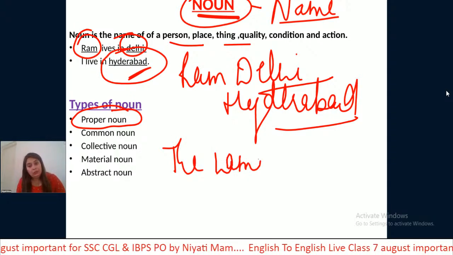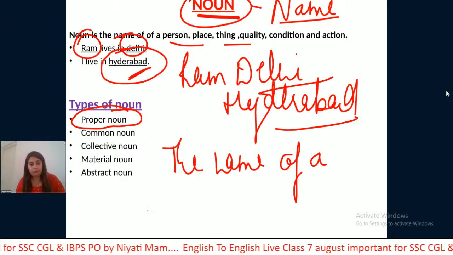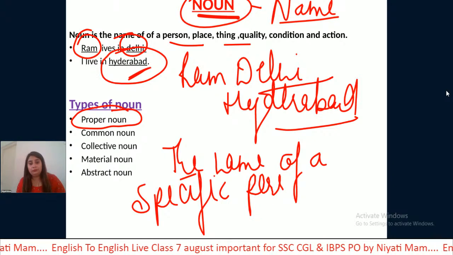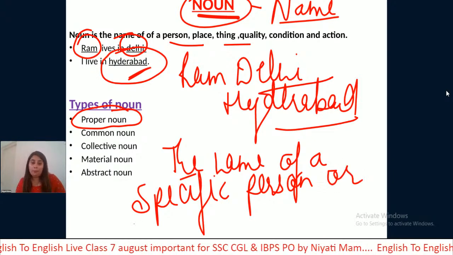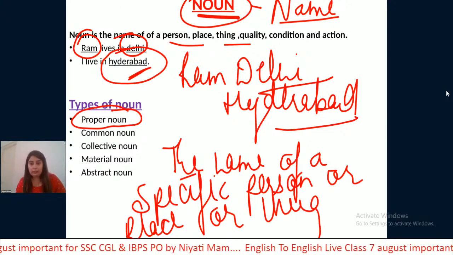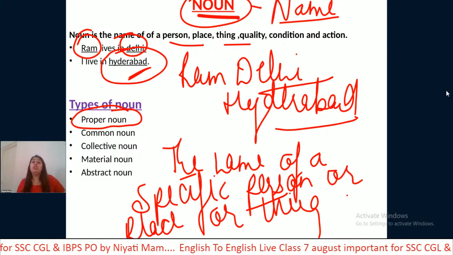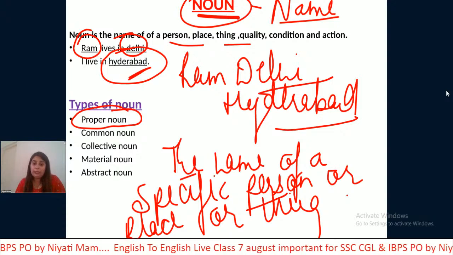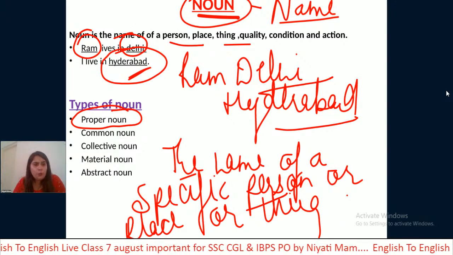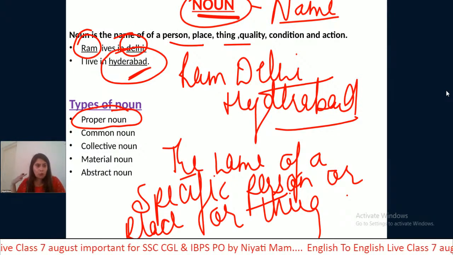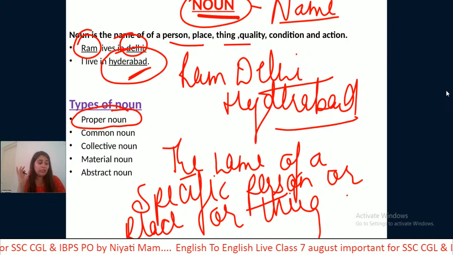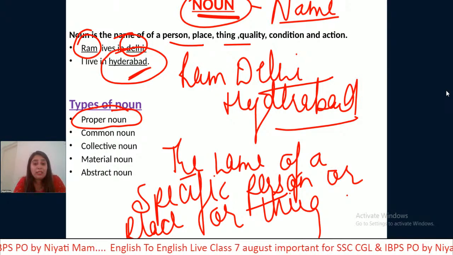You need to understand that the name of a specific person or place or thing is called proper noun. If I say I know many girls, you do not know who I'm talking about particularly, but if I say I know Garima, then Garima is someone specific here.